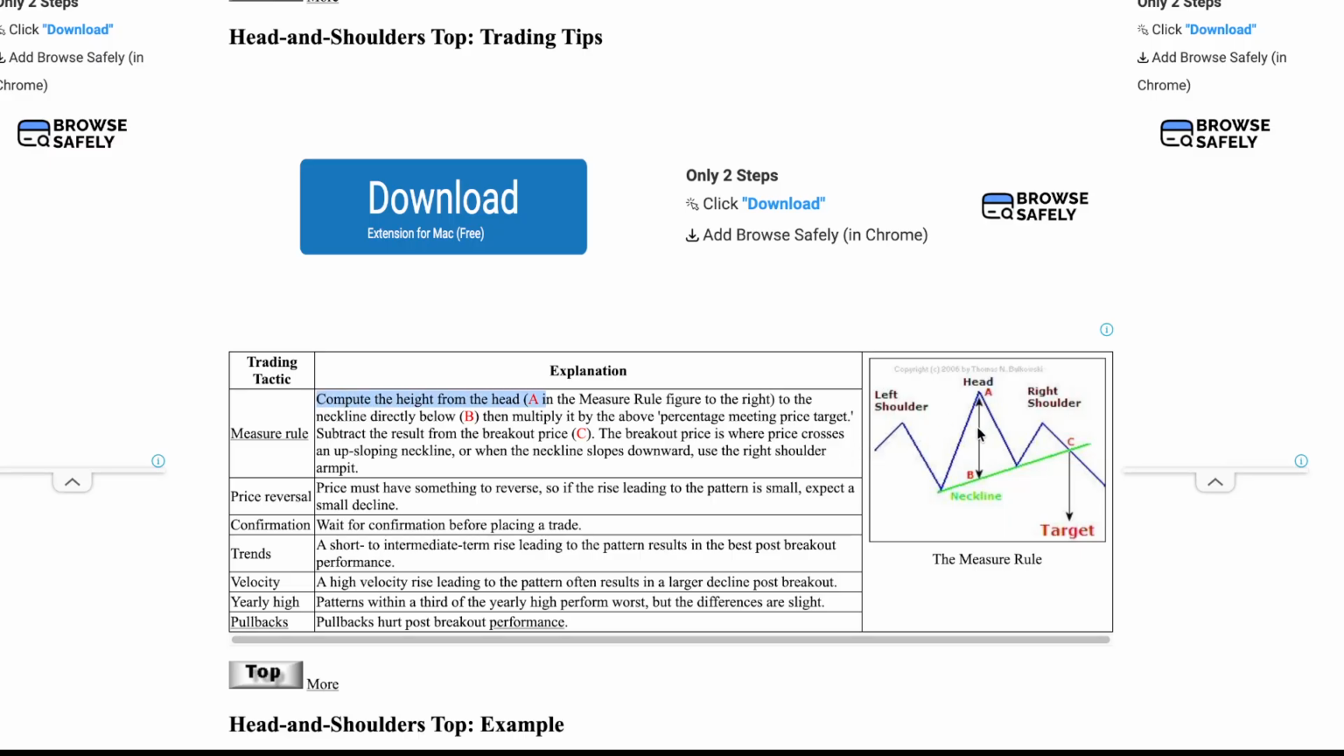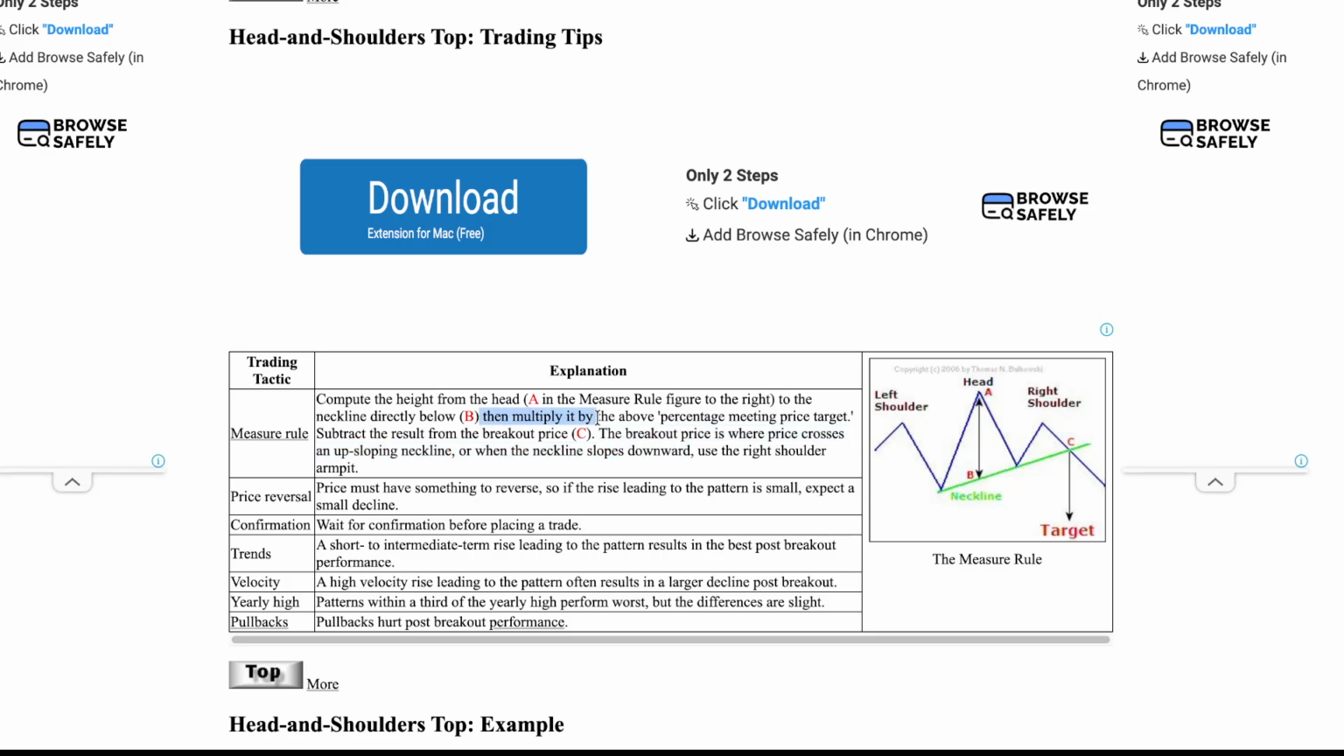So compute, I already just drew all this. It's basically saying you compute A to B. You can draw a line on the neckline. You measure the height from A to the neckline, and then you transpose that height over to here, and that's your target. But here's the part I want to really point out. The breakout is where price crosses the upward sloping neckline, or the neckline when it slopes downward. Basically, the neckline no matter what. But look right above that.